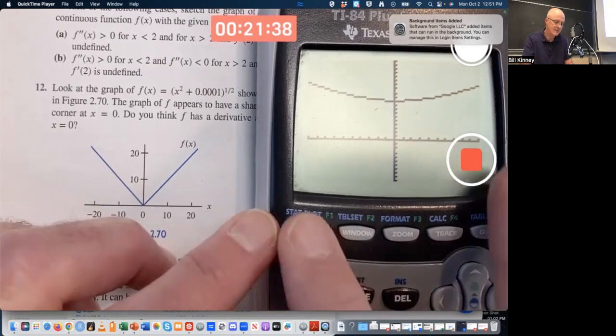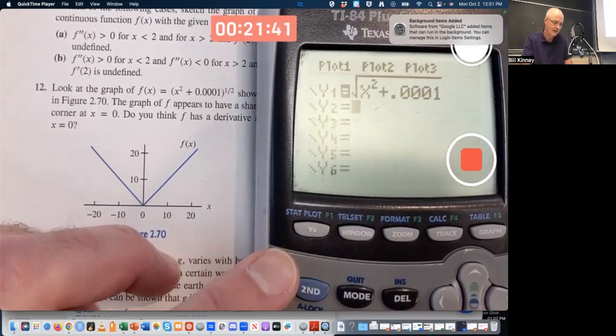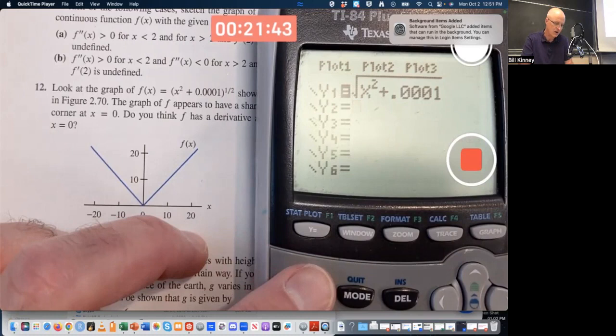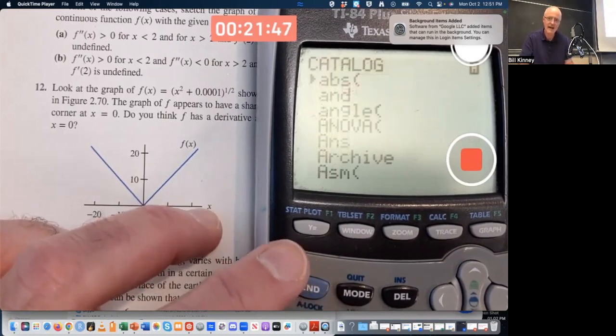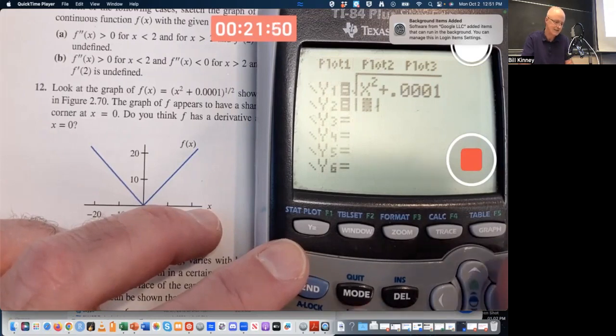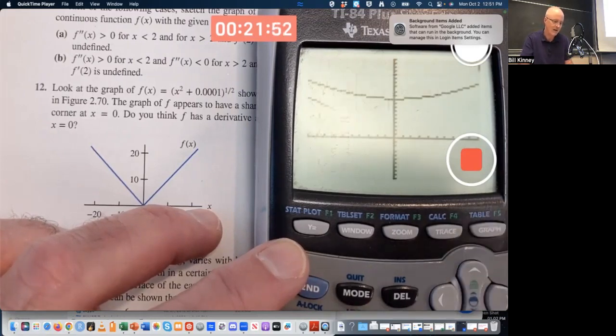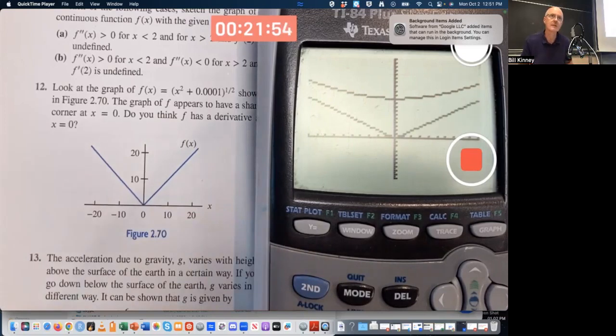As opposed to the absolute value function. If I do the absolute value function here, going into the catalog, ABS of x, and graph that as well, that still looks like a corner. And it'll look like a corner no matter how close I zoom into the origin, as long as I zoom in the x and y directions at the same rate. It'll continue looking like a corner. So that truly is not differentiable, okay?